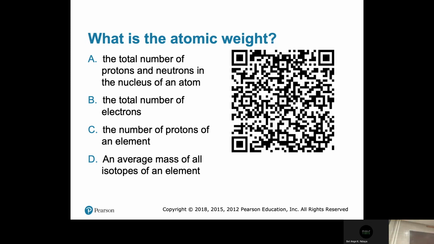Yeah, how is it an average mass? If it's atomic weight, because carbon 13 is a mass, carbon 12 is a mass, carbon 14 is a mass, and carbon 11 is a mass. And you average all those together, and that gives you the isotope. Okay, so what was the answer? The answer is E.